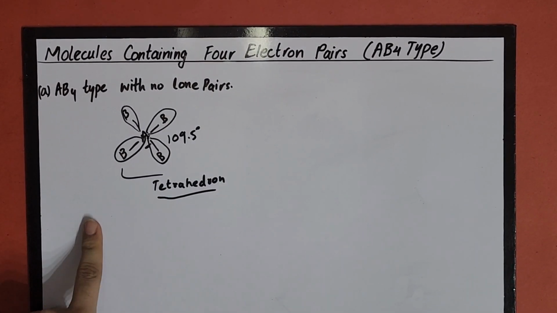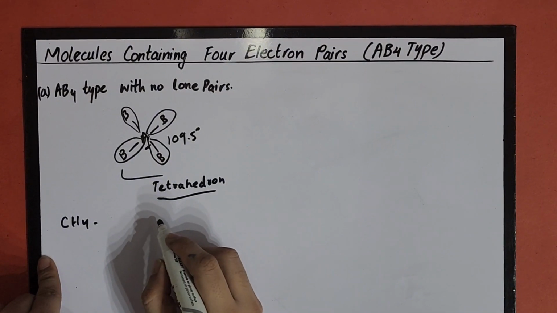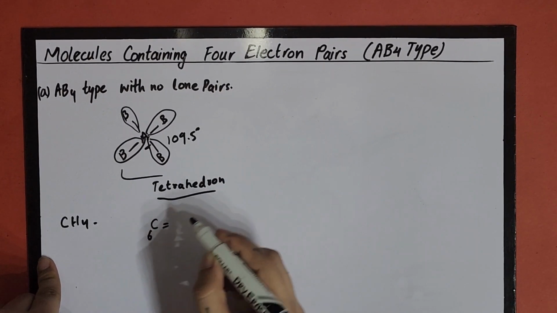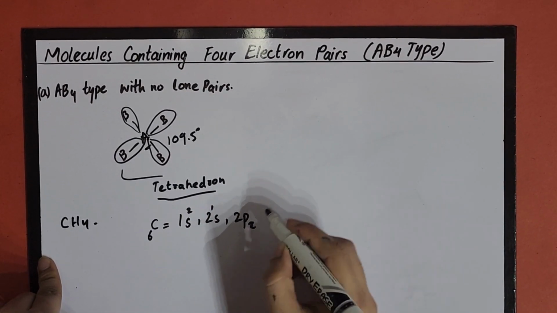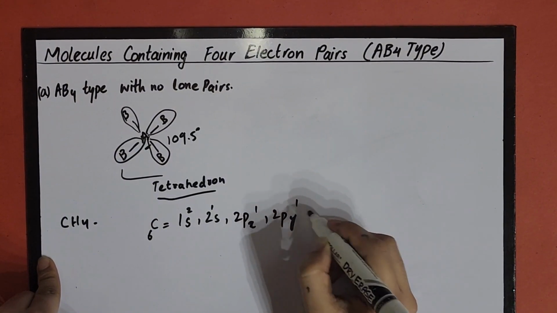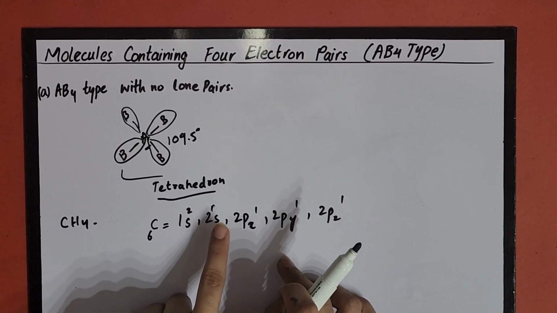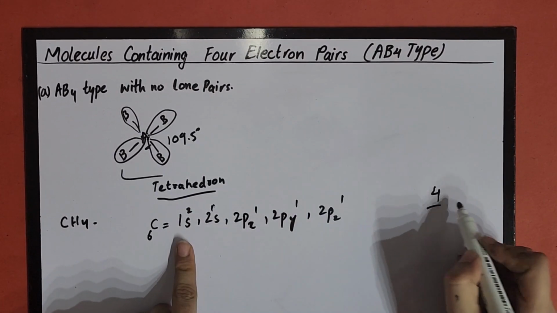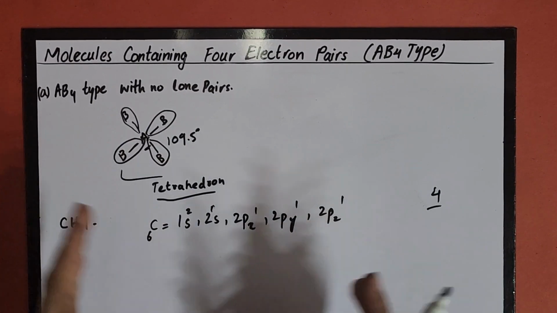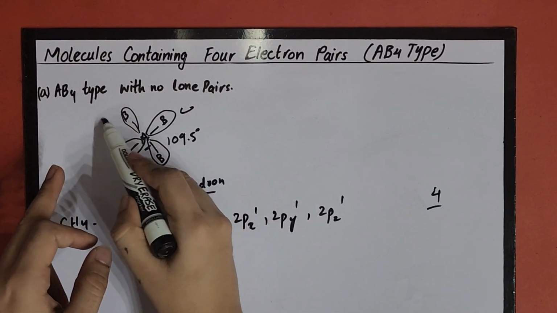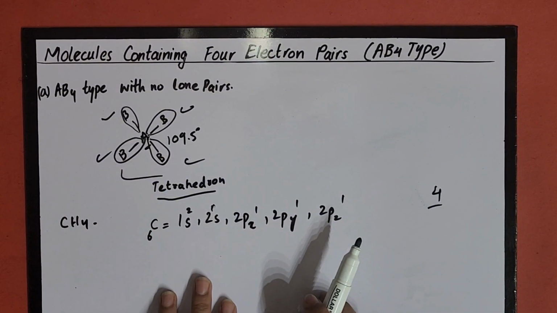Let's take an example of carbon, CH4. It has a tetrahedron geometry. If we write down its configuration, carbon number 6: 1s2, 2s1, 2px1, 2py1, and 2pz1. It has 4 orbitals that have unpaired electrons, so its valency is 4. So it has the capability to make 4 bonds. The 4 electron pairs are directed from the center towards the corners of the regular tetrahedron, with each apex representing a hydrogen nucleus. This arrangement permits the non-planar arrangement of electron pairs.